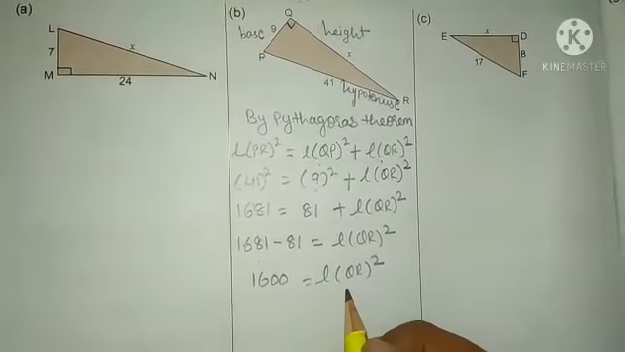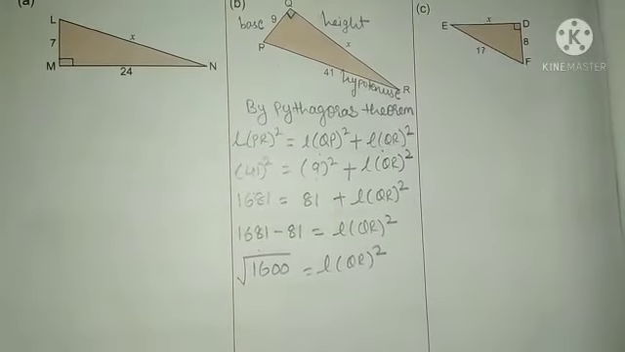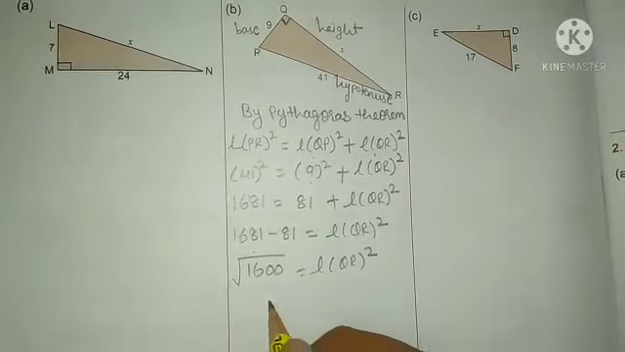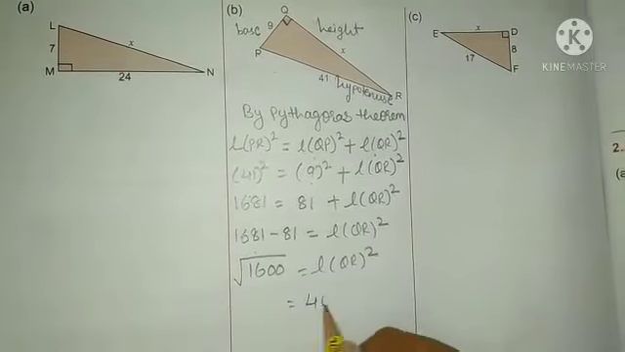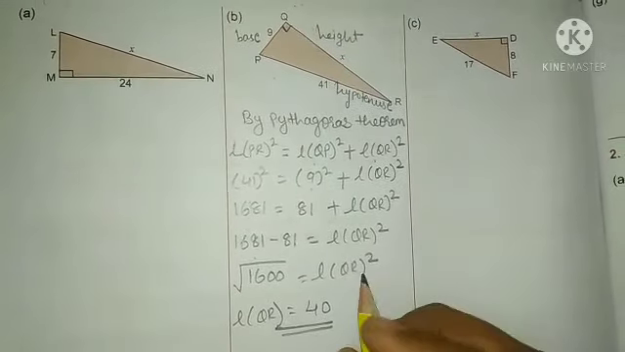Now what do we have to do? We have to find the square root. What is the square root of 1600? That is 40. It means the length QR is 40.